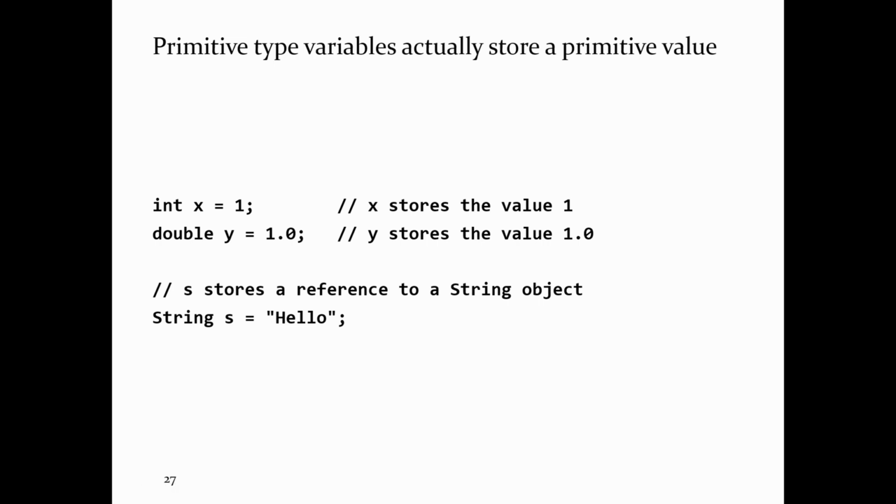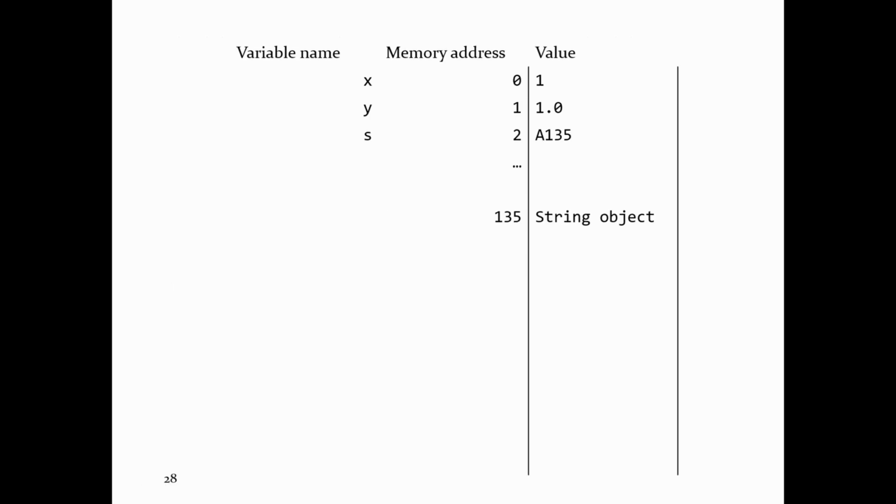Okay, so what is the difference between a primitive type and a reference type? A primitive type actually stores the primitive value. It doesn't store a reference. So in Java, when you write int x equals 1, x really stores the value 1. When you write double y equals 1.0, y really stores the value 1.0. When you use a reference, it's the exact same as what happens in Python. So when you write String s equals hello, s stores a reference to a string object whose value happens to be hello.